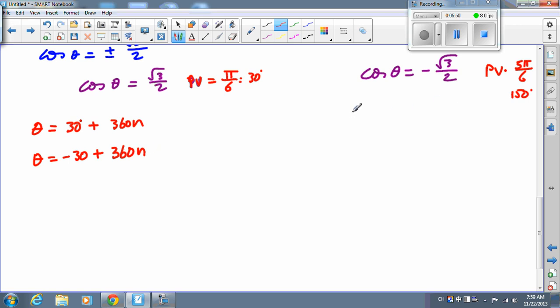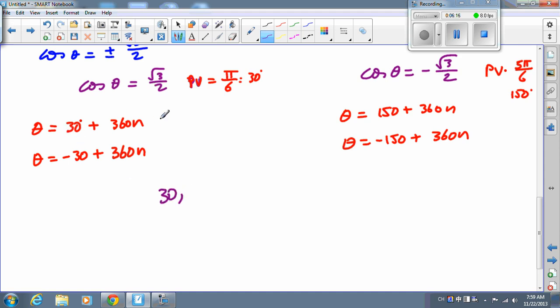On this one, I will say theta is equal to 150 plus 360n, or theta is equal to negative 150 plus 360n. All right, from here, I can find all my solutions. Remember, we're going from 0 to pi. The smallest value seems to be 30.